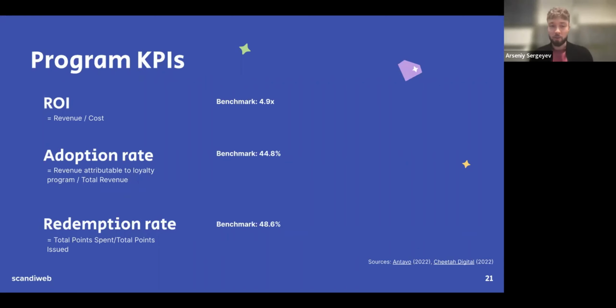Another thing is adoption rate, which is how much revenue is coming from your loyalty program, or how big a part of your audience in total is coming from your loyalty members. The benchmark is almost half, 44.8%. Also, there's another KPI, redemption rate, which is total points spent versus total points issued. How big a part of the points are really redeemed? You can say that your program is quite successful if around 48.6% of points are redeemed.